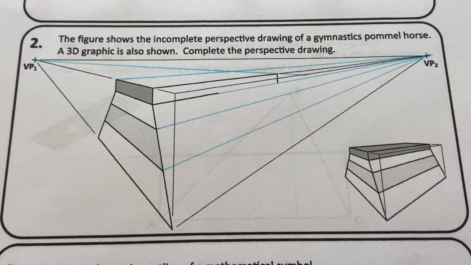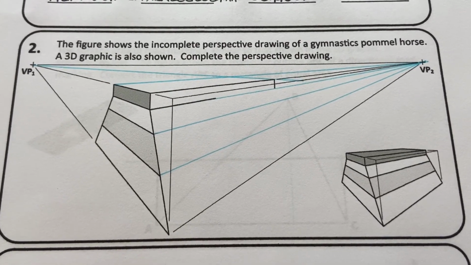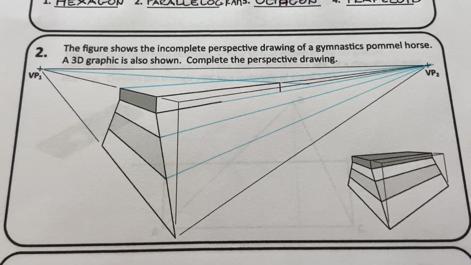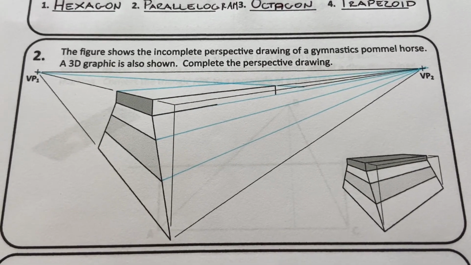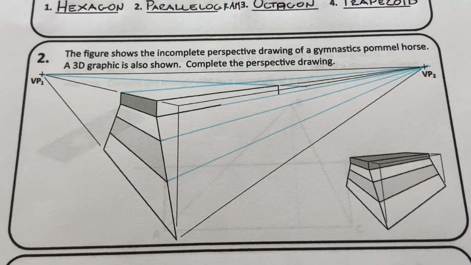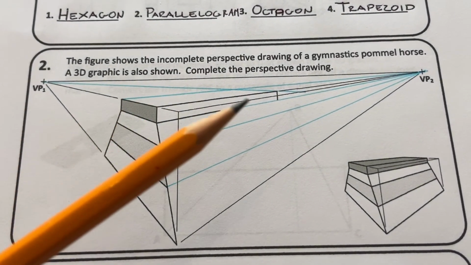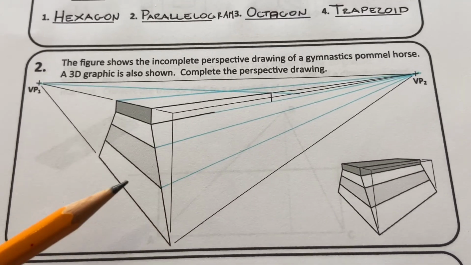Question 2. The figure shows the incomplete perspective drawing of a gymnastics pommel horse. A 3D graphic is also shown. Complete the perspective drawing. So, looking at this question, the first thing that we've done here is that all of these lines are brought off to the vanishing points, lightly.